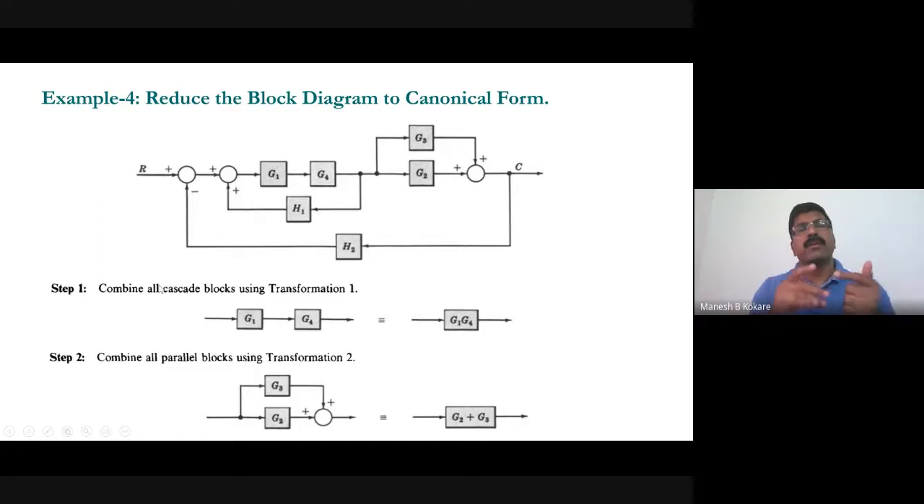That is, when 2 or more blocks are connected in cascade, reduce that one into a single block. Now see that in this entire block diagram, Z1 and Z4 are connected in cascade or series. So we can reduce these 2 blocks into a single block. This block will have transfer function equal to Z1 Z4, just the multiplication of the 2 individual transfer functions. So this will be 1 block having transfer function equal to Z1 Z4, right?